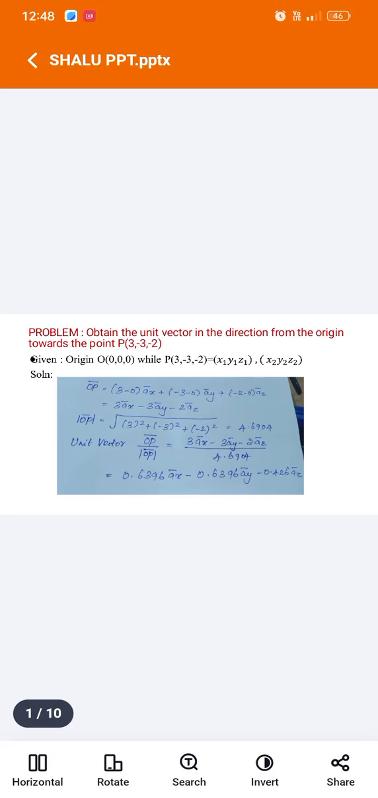Then we have to find the modulus of OP vector, that means root value. So the root value is equal to root of 9 plus 9 plus 4, which is 4.69. Then we have to find the unit vector. OP vector divided by modulus of OP vector is equal to 0.6396 ax vector minus 0.6396 ay vector minus 0.426 az vector.